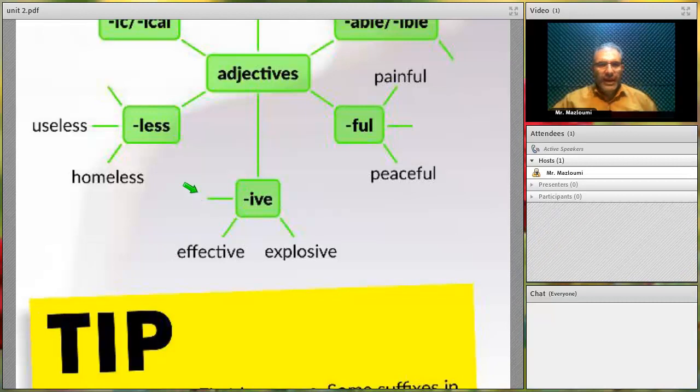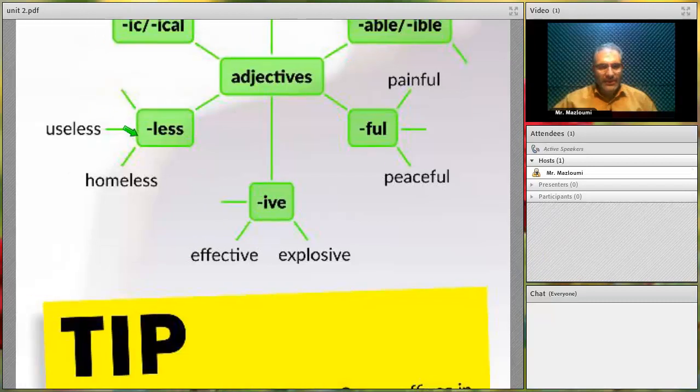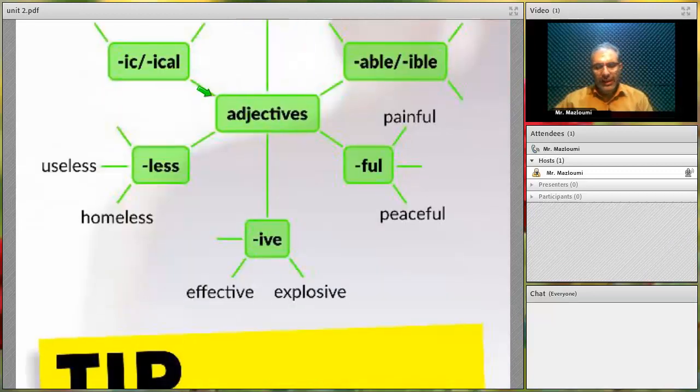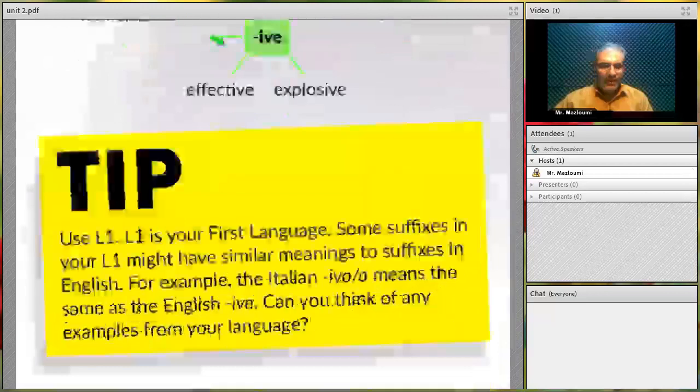Then we have creative. Creative means inventive, having new ideas. Next we have homeless, without home. Useless, opposite of useful. And hopeless, without hope. And poetic. Poetic means related to poetry. And biological. Biology and biological.